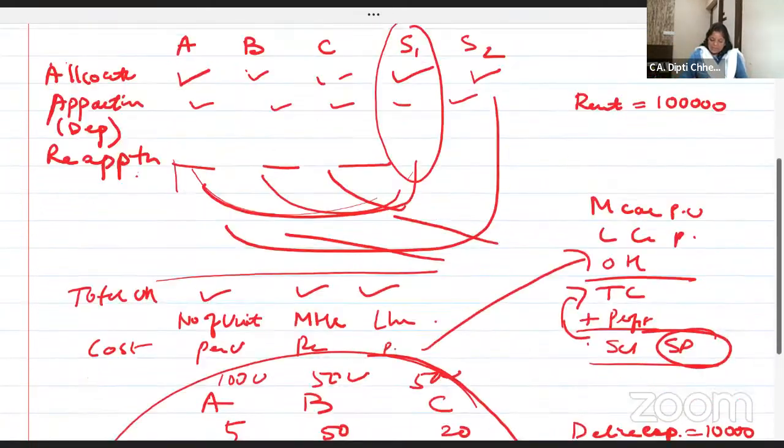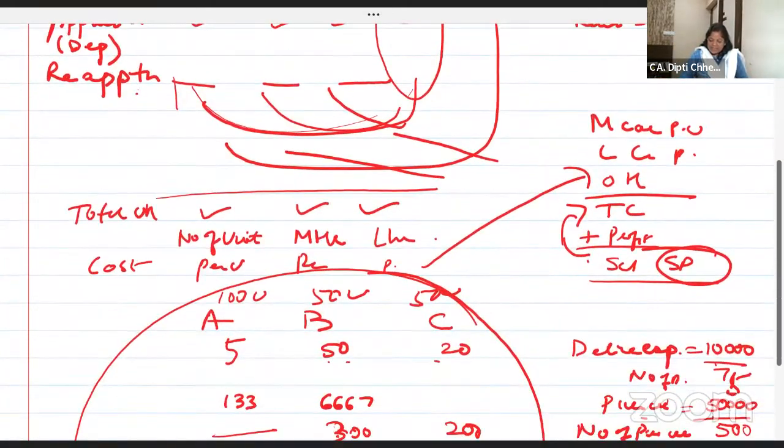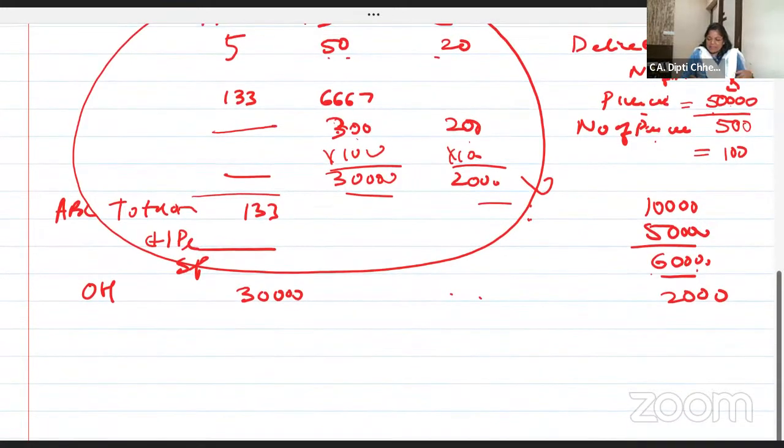I'm giving a lot of explanation, I know, but this is the traditional system and this is ABC. So ABC will give you accurately the proper cost of the product or the department, and then you will be able to correctly give the quotation or selling price or monitor.